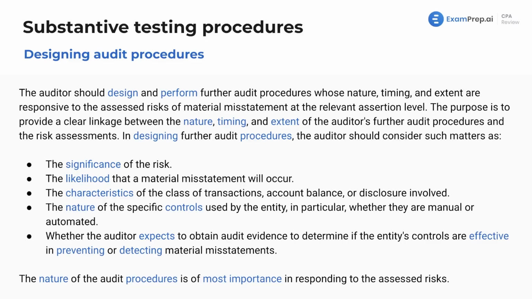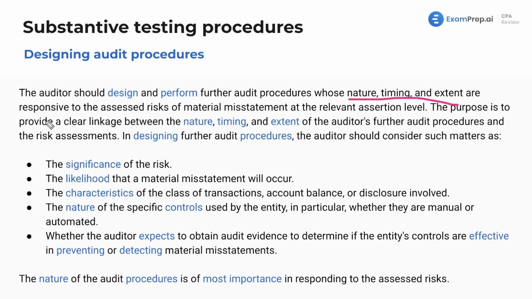Let's talk about designing the audit procedures, sending confirmations, doing inventory counts, anything like that. How are we going to design those specific procedures? The auditor should design and perform further audit procedures whose nature, timing, and extent, we see this over and over, are responsive to the assessed risks of material misstatement at the relevant assertion level.